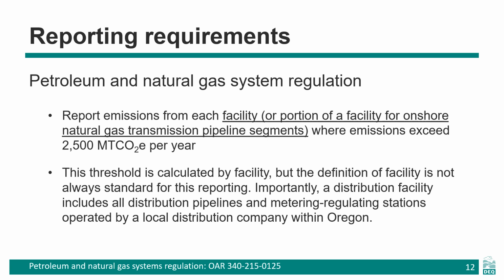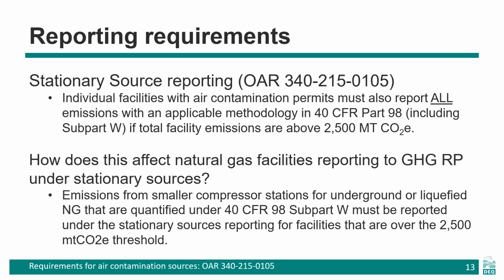This threshold is calculated by facility, but the definition of facility is not always standard for this reporting. Importantly, a distribution facility includes all distribution pipelines and metering regulating stations operated by a local distribution company within Oregon. As a result, the 3 natural gas distribution companies in Oregon are required to report their distribution system emissions under this rule.